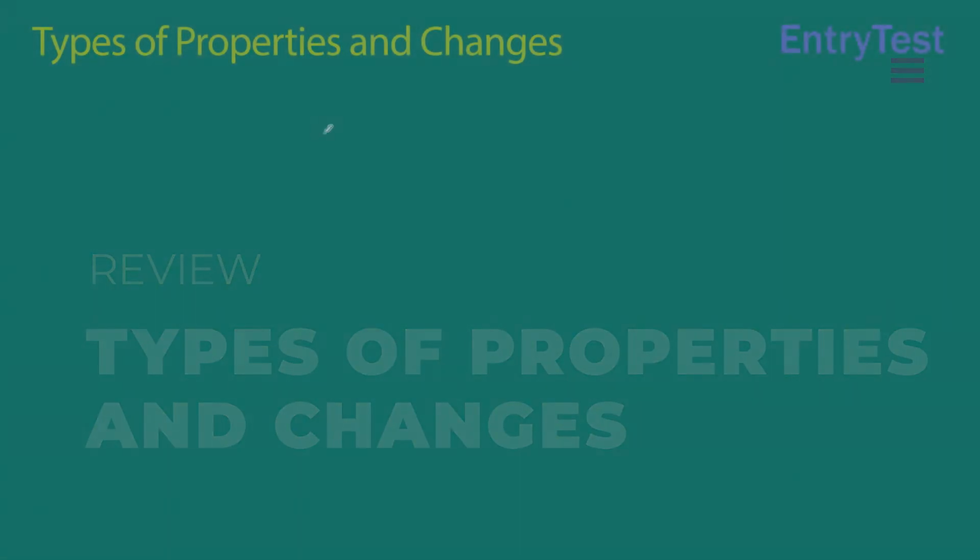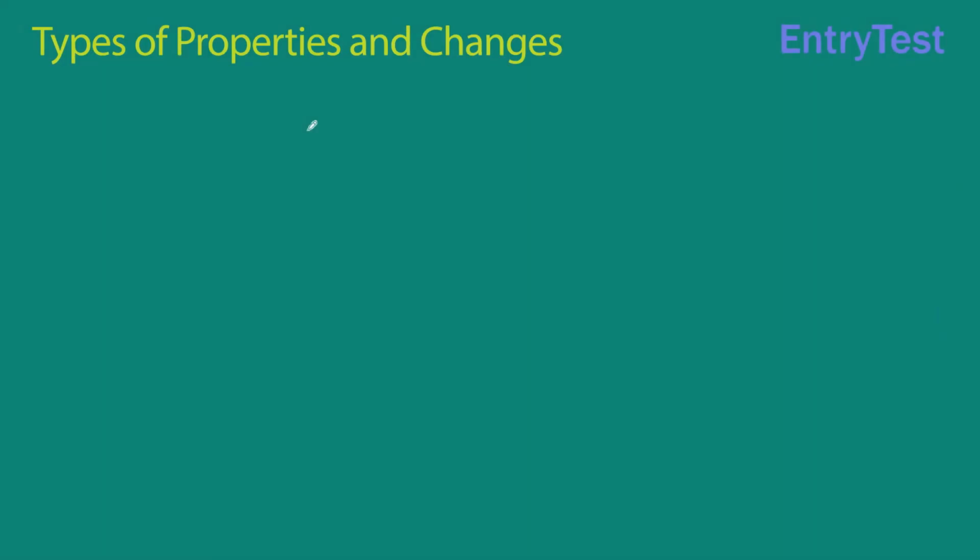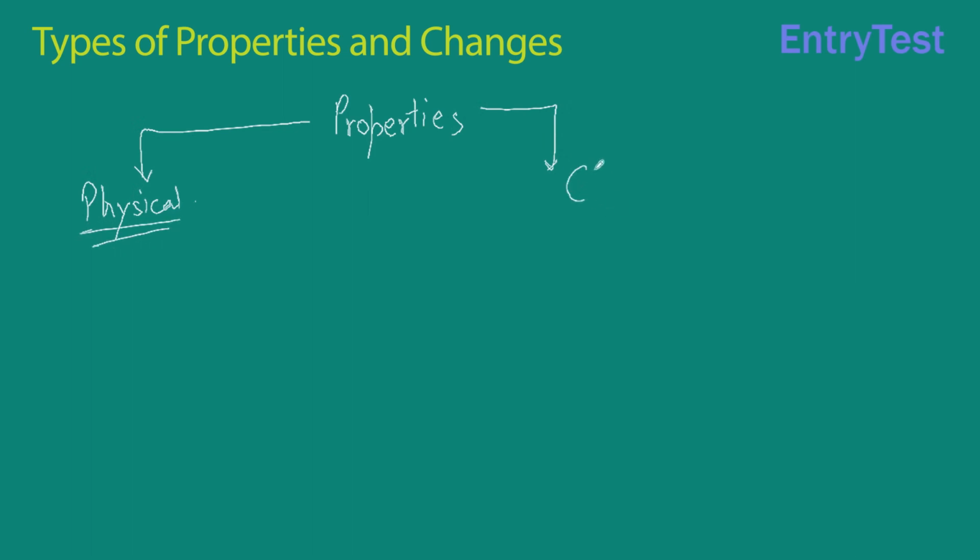So in this video, we are going to discuss chemical and physical properties and changes. So let's talk about properties first. So properties are of two types. Properties can either be physical or they can be chemical.